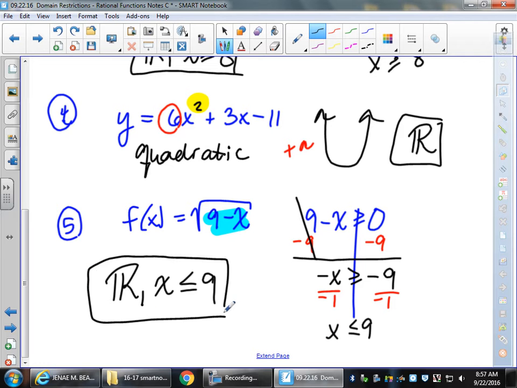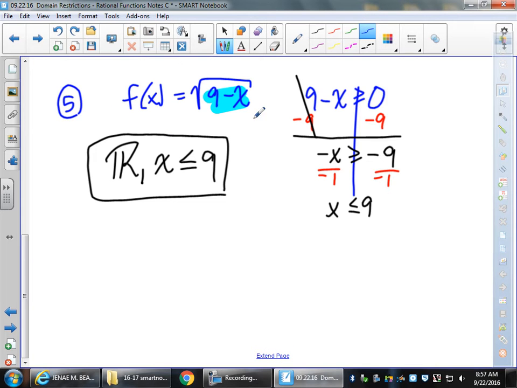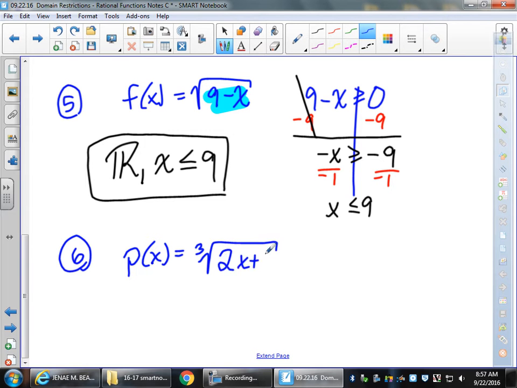Hold on, let me see what 6 says. P of x equals the third root of 2x plus odd minus x. Okay. What do we know about this? All real numbers, it is an odd root.